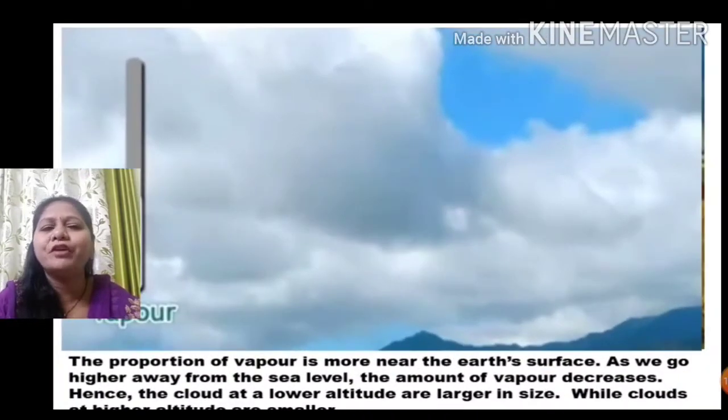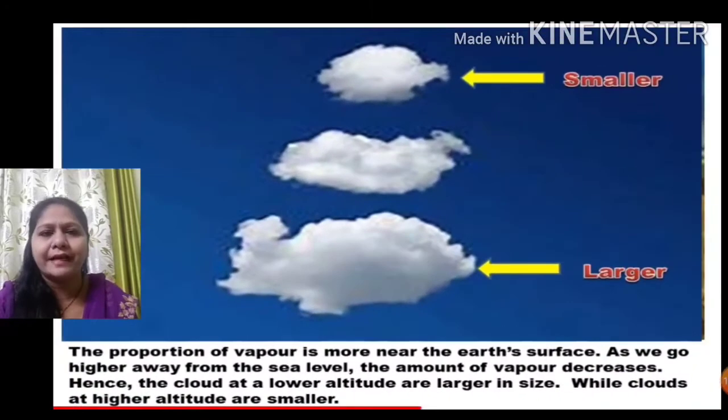What I say, if the proportion of vapor is more near the earth's surface, we can see the clouds here are large in size. Nearby clouds are big, but as you go higher, you can see the clouds at a higher level are smaller in size. You can see this. This will tell you exactly.